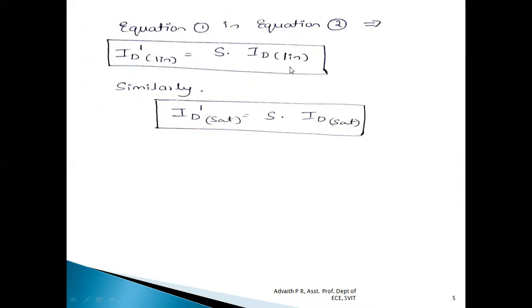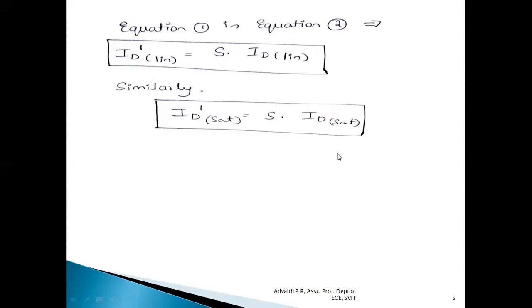Similarly, if we consider one more region of operation of MOSFET, which is saturation region, ID saturation dash is given as S into ID saturation, where ID dash saturation is the expression for the drain current under saturation region after scaling is done, which is equal to S into ID saturation, where S is nothing but the scaling factor, and ID saturation is nothing but the unscaled drain current under saturation region.